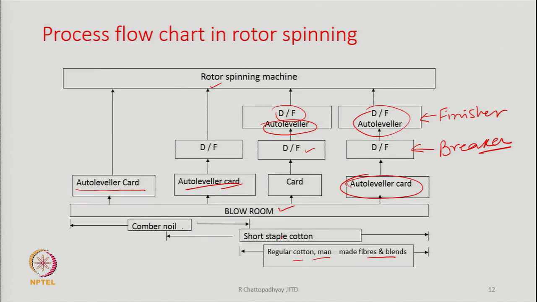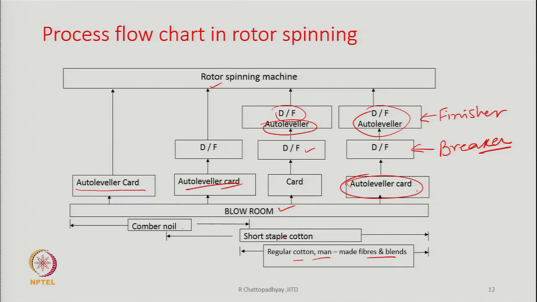So, the advantage of having auto leveler in the end is that whatever mechanical faults are generated by the card or by the very fast drop frame, all of them will be evened out because of the auto leveler drop frame that we have as the last process. Fiber orientation is going to improve, and at the same time the mass variation is going to be evened out.